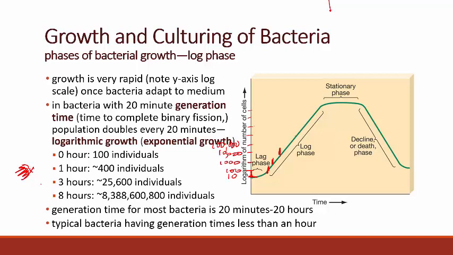notice that it's not 3 times the individuals. We haven't gone from 100 to 300. Instead, the population has doubled with each of the intervening times. So we've gone from 100 to 200 individuals, from 200 then to 400 individuals. So by the end of an hour, there'd be approximately 400 individuals in our medium.